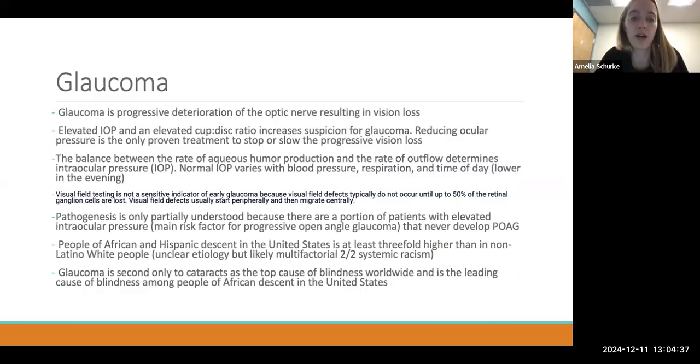Glaucoma is a progressive deterioration of the optic nerve resulting in vision loss. It's multifactorial. One of the risk factors for glaucoma is elevated intraocular pressure and an elevated cup to disc ratio.